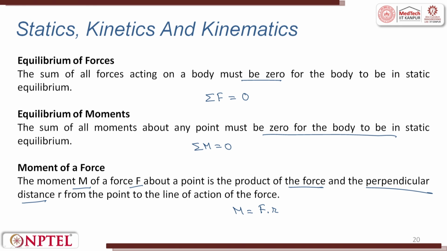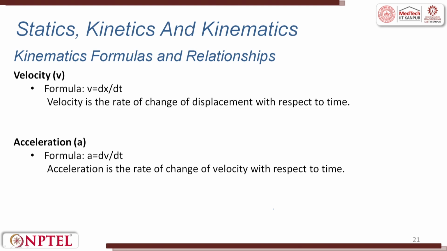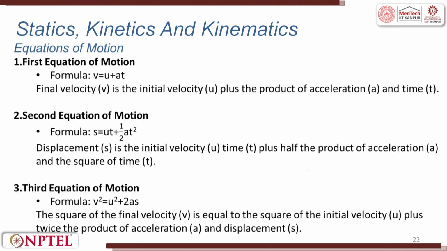Simple relationships for velocity, which is the change in the position of the object, that is displacement, per unit change in time. Velocity is the rate of change of displacement with respect to time. Similarly, acceleration a is equal to dv by dt, that is change in velocity per unit change in time. It is the rate of change of velocity with respect to time. Then the equations of motion that we discussed.